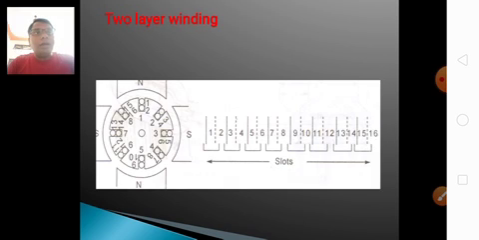Here, in a two layer winding, each slot consists of two windings, right?